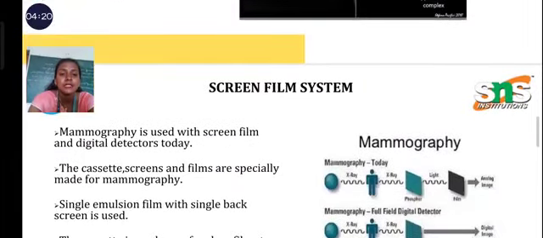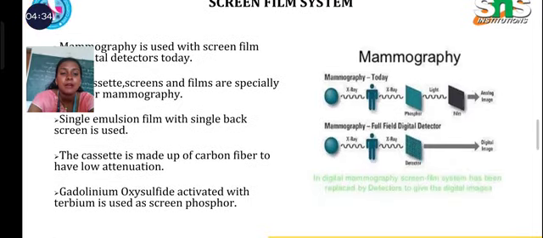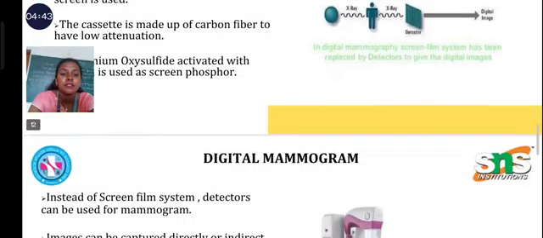Screen film system. Mammography is used with screen film and digital detectors today. The cassette, screens and films are specially made for mammography. A single emulsion film with a single back screen is used. The cassette is made of carbon fiber to have low attenuation. Gadolinium oxysulfide activated with terbium is used as the screen phosphor.